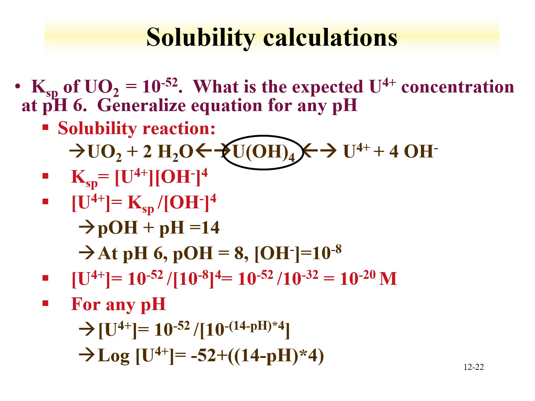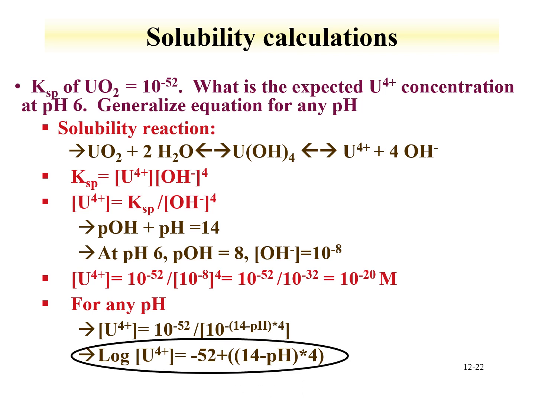And I can generalize this equation, where I say that the uranium-4 concentration is just equal to the KSP divided by 10 to the minus (14 minus the pH), all to the 4th. If I take the log of both sides, it's just minus 52 minus (14 minus pH) times 4. So that's a very generalized equation that I can use to determine the amount of uranium-4 that will be formed from the dissolution of uranium dioxide.